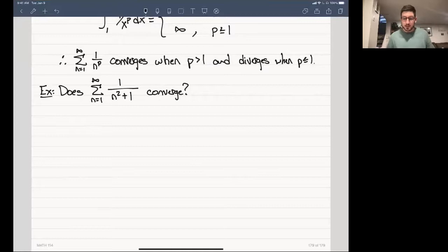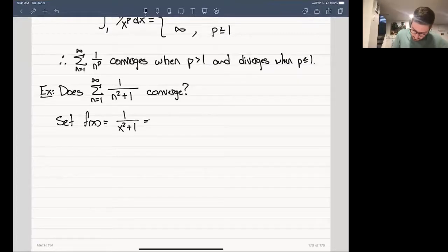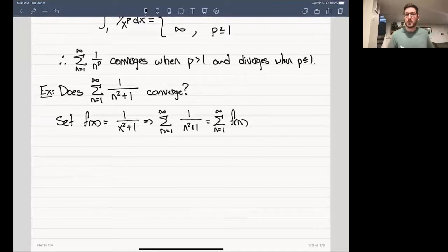Okay, so first of all, this is not in the form of the previous examples, right? It is 1 over n squared plus 1, not just 1 over n squared. But we can set f of x equal to 1 over x squared plus 1, right? Because this tells me that my sum from n equals 1 to infinity of 1 over n squared plus 1 is just equal to the sum from 1 to infinity of f of n. So it's my function evaluated at each integer.